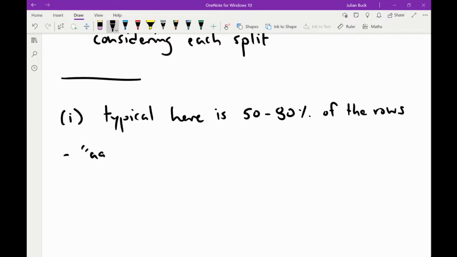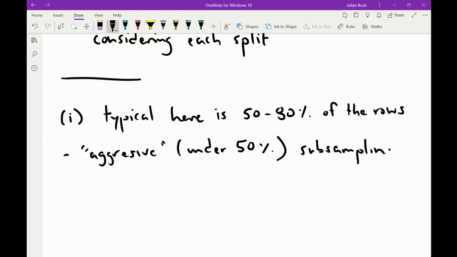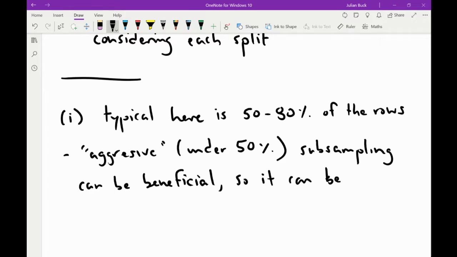What we might call aggressive subsampling, to introduce a lot of randomness, so under 50%, can be beneficial. It can be explored whether this is actually useful or not with k-fold cross validation.